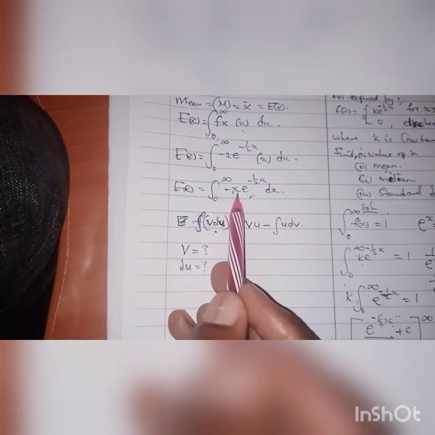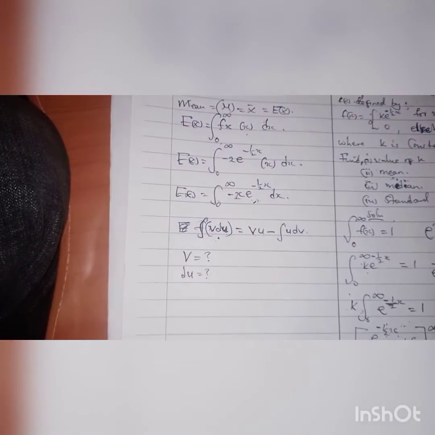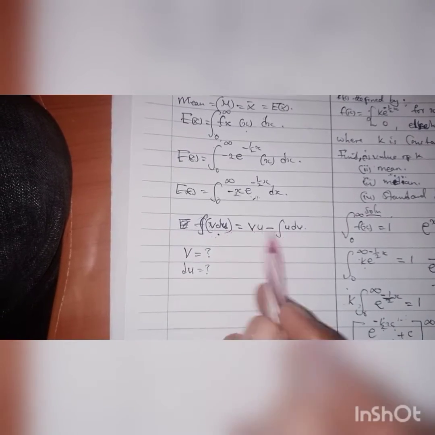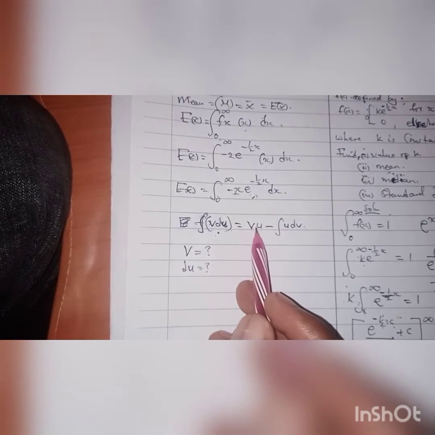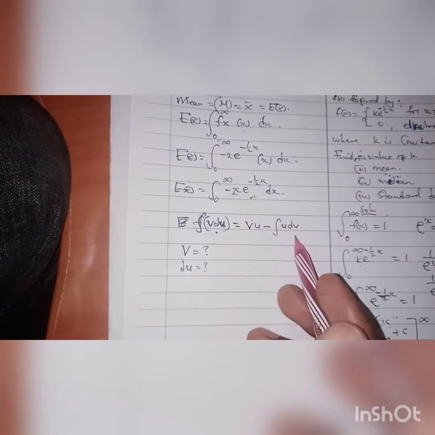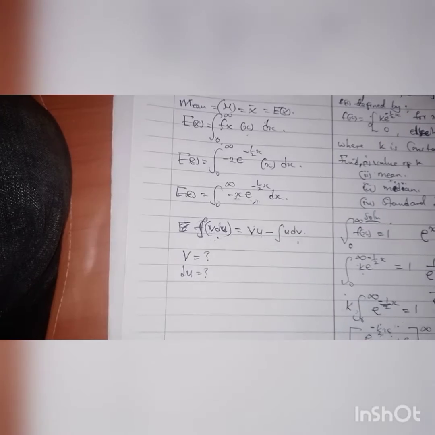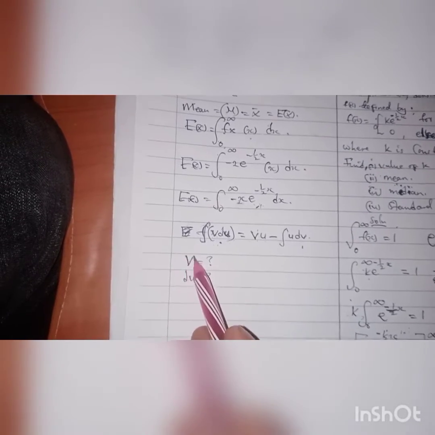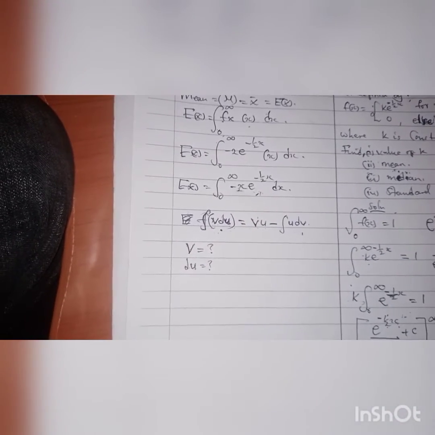But here we have two functions, the product of two functions. When you have a product of two functions, you have to apply integration by parts, so you integrate by parts using this formula. Now let's apply this formula. How do you know which part to substitute for v and which for du? This is the secret I'm going to give you.